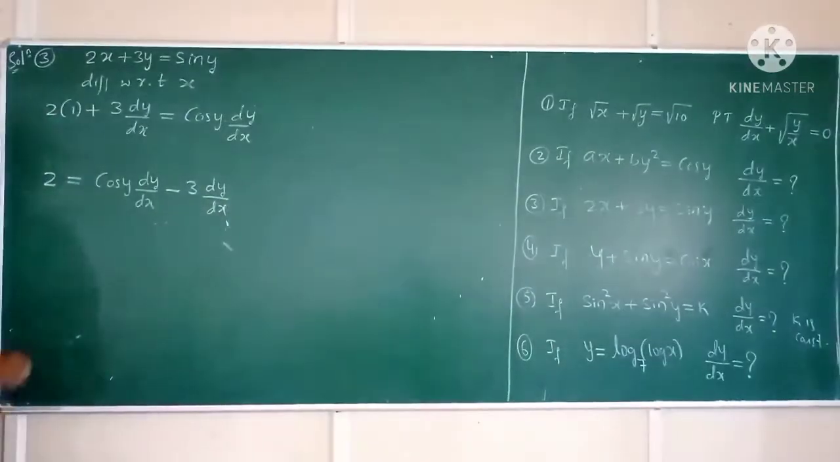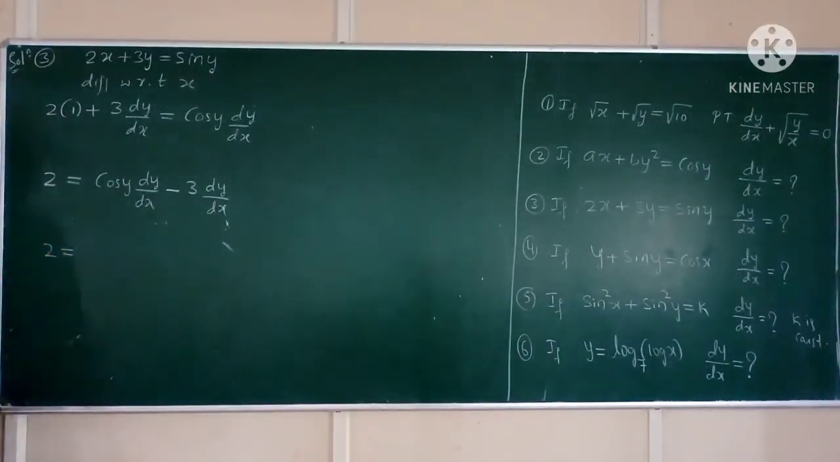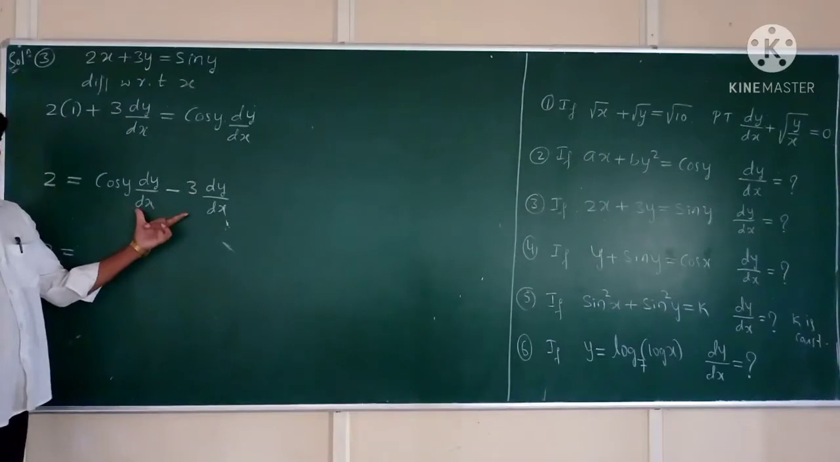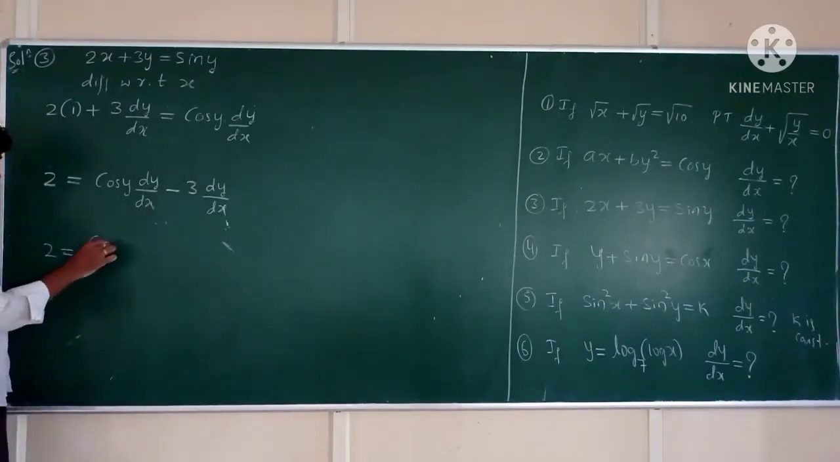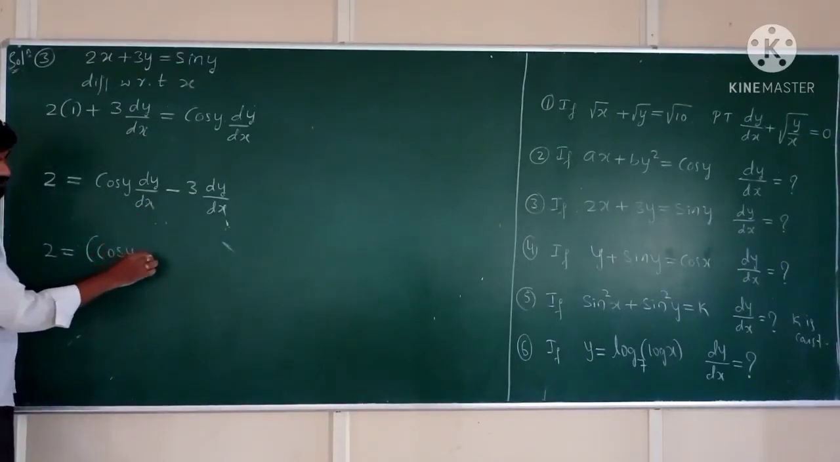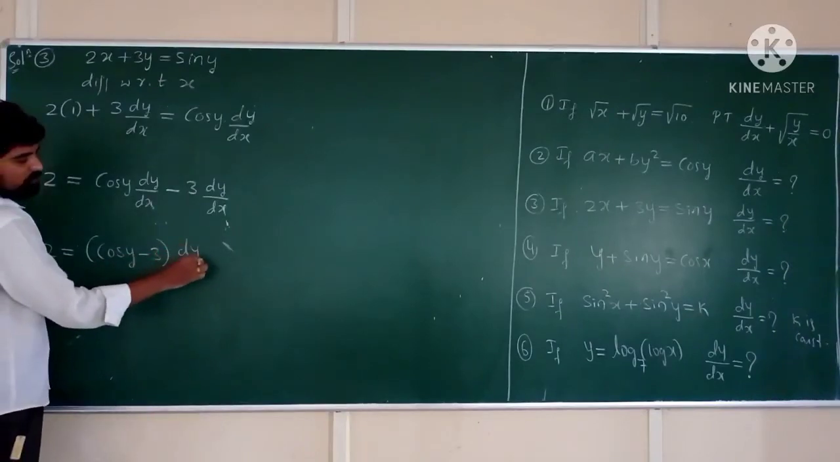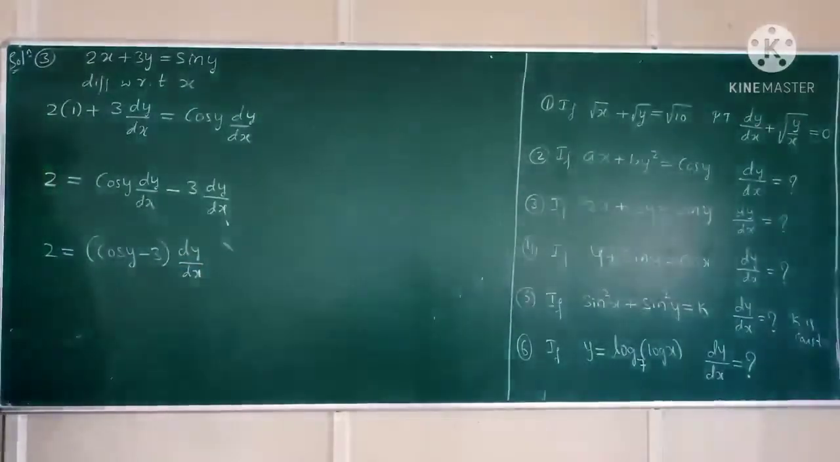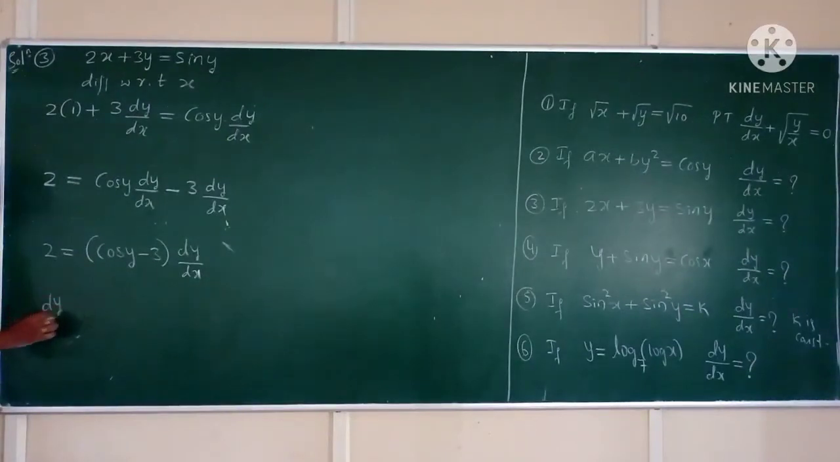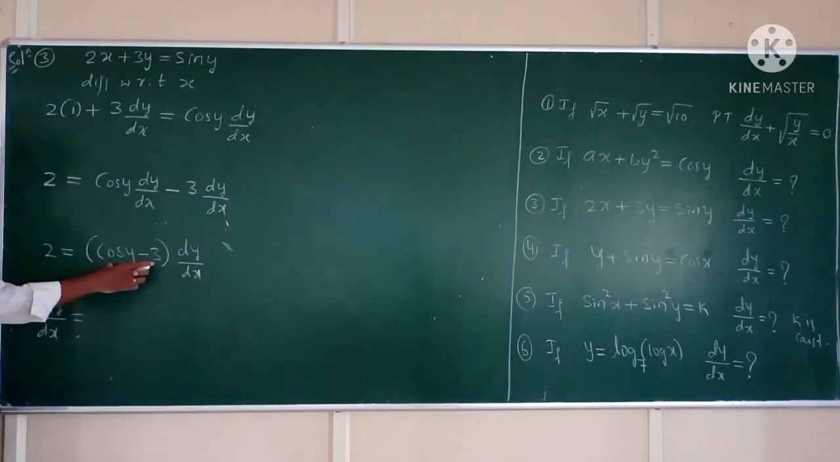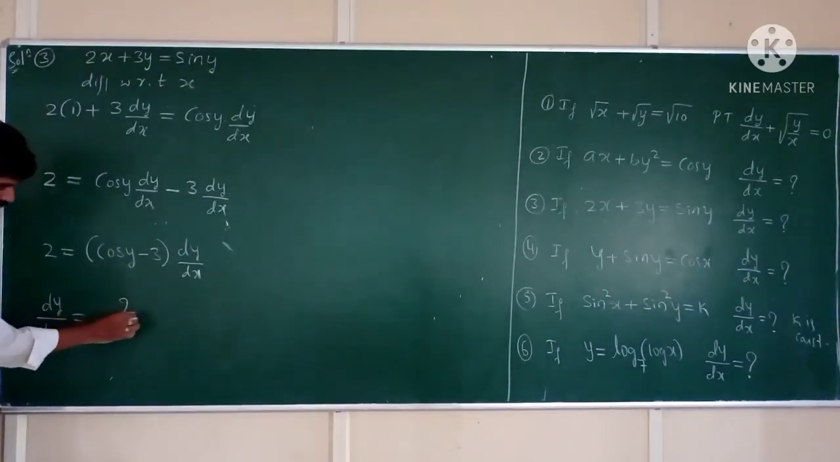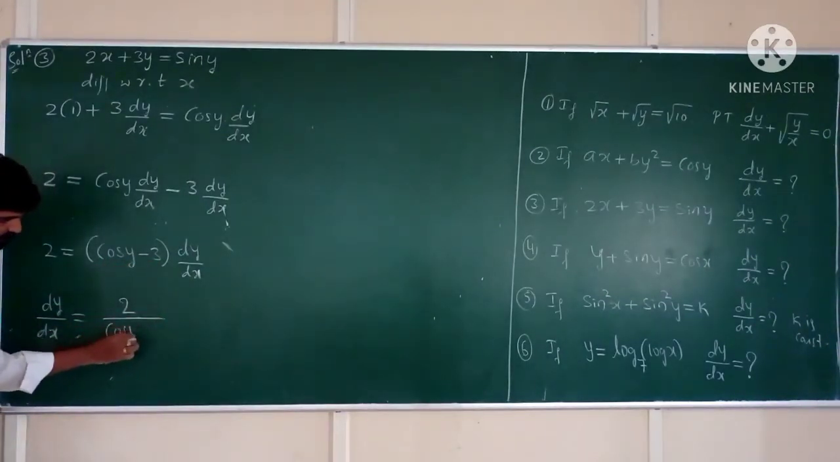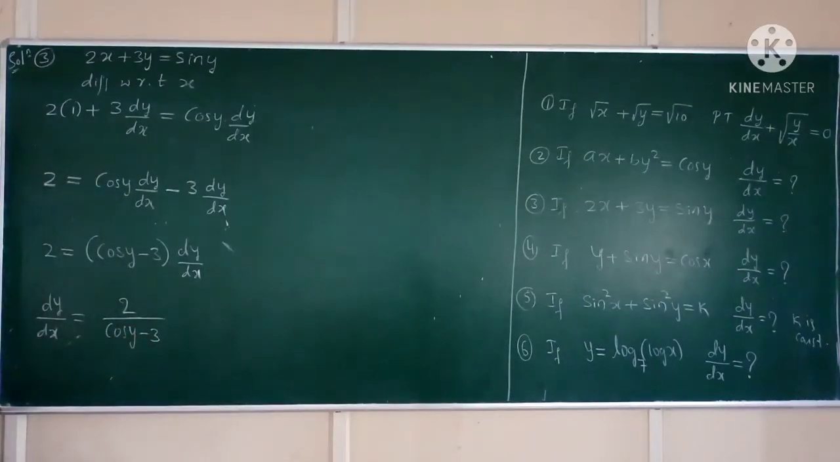So therefore, 2 is equal to, here we may take dy by dx as common. Then the remaining thing is cos y minus 3, into the common term dy by dx. Therefore, dy by dx is equal to, shifting this cos y minus 3 towards the left hand side, it becomes 2 divided by cos y minus 3. And this is the required dy by dx. I hope all of you understood.